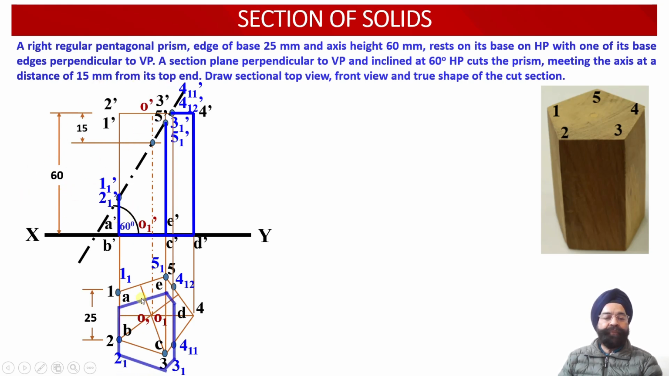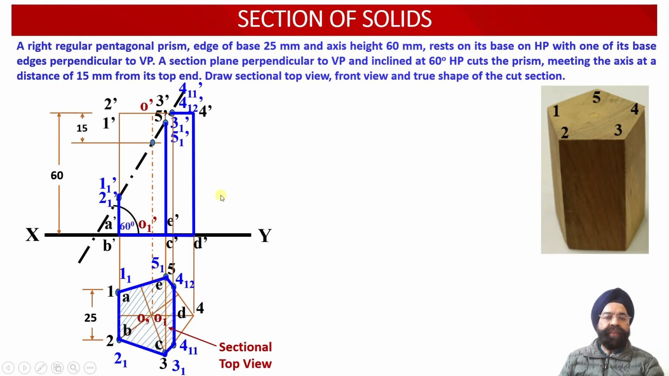Similarly, in the top view, we find that this portion of the solid has been cut by the cutting plane, and we have been able to obtain the apparent shape projections corresponding to the cut section in the top view projections over here. This sectional top view is going to represent the apparent shape of this particular cut solid.